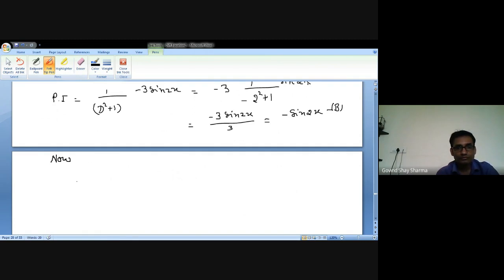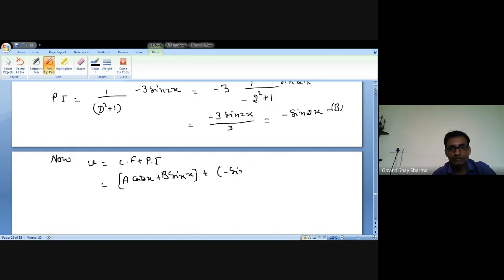Now the value of v: v is CF plus PI. So CF is equal to a cos x plus b sin x, plus minus sin 2x. So v is a cos x plus b sin x minus sin 2x. This is our v.